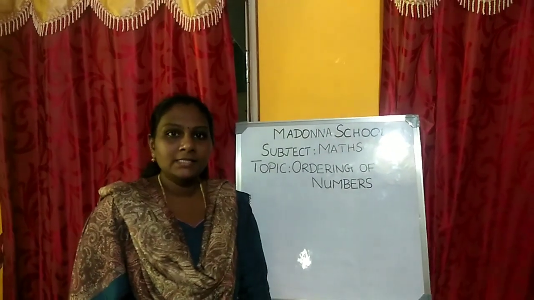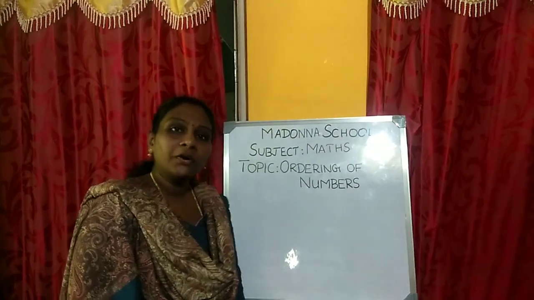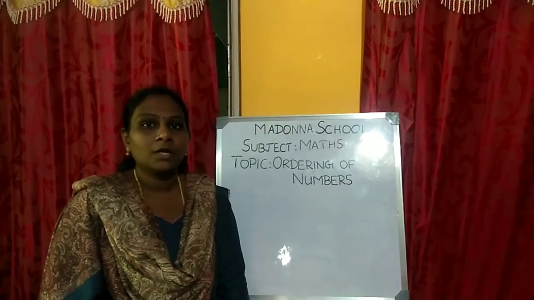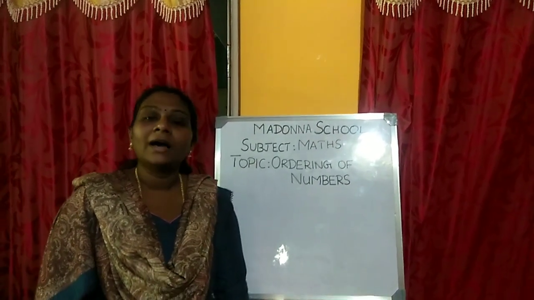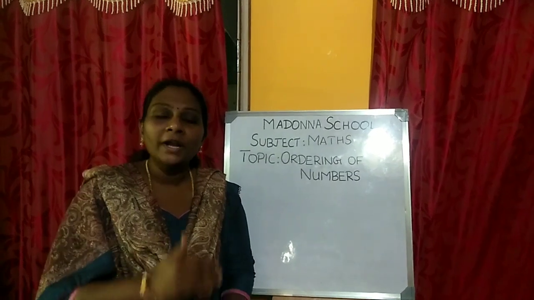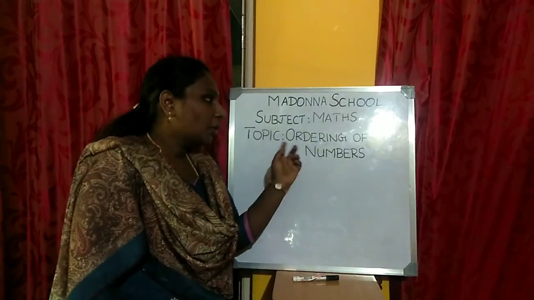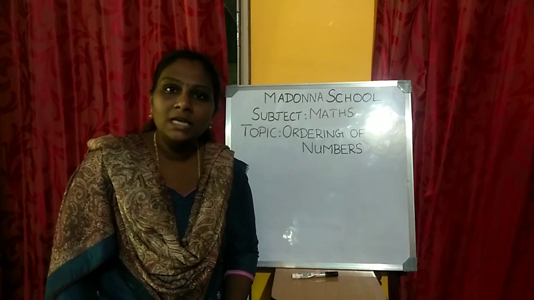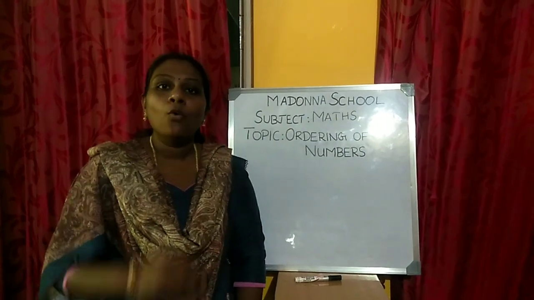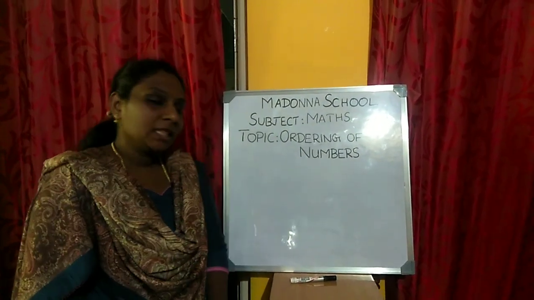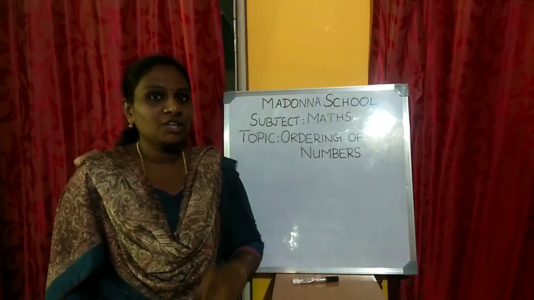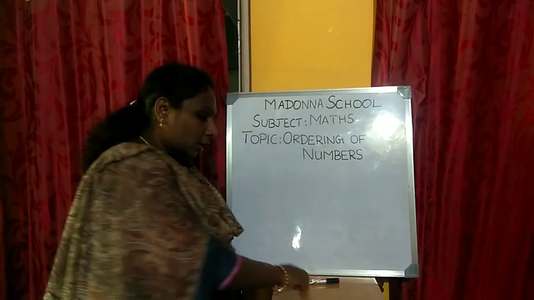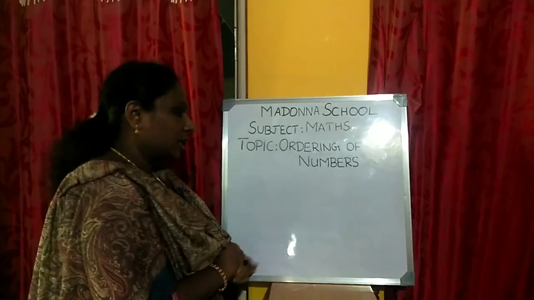Today in maths class, we are going to learn ordering of numbers. Ordering means arranging the numbers one by one. So what is ordering, children? Ordering means arranging the numbers one by one. There are two ways of arranging the numbers.